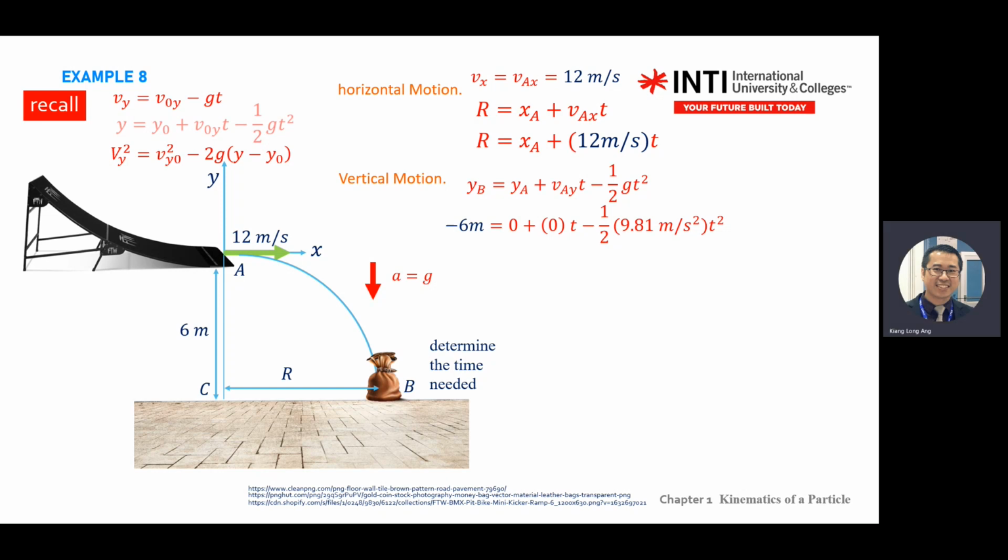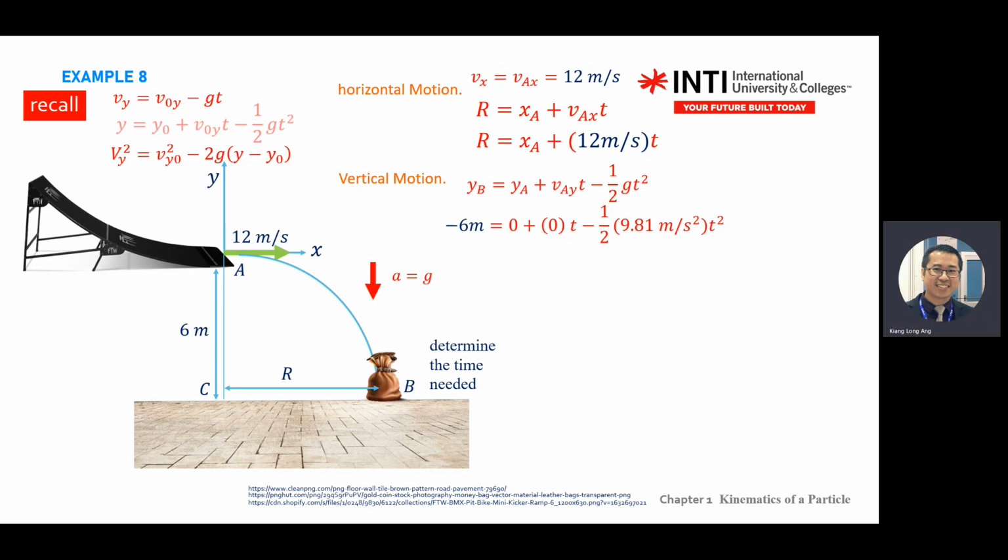YA is 0 here, VAY is 0. Again, why is your VAY 0? Because you are given a horizontal speed. You know that when you break the vector, this one is 100% to the right already, so you don't have a vector going up. Okay, then you substitute all the values.